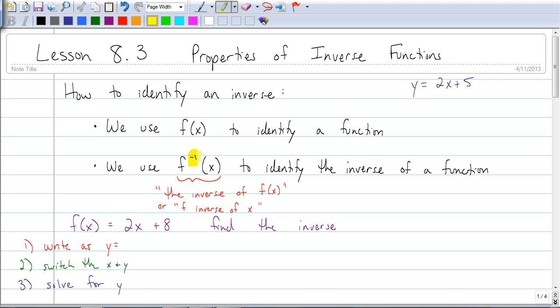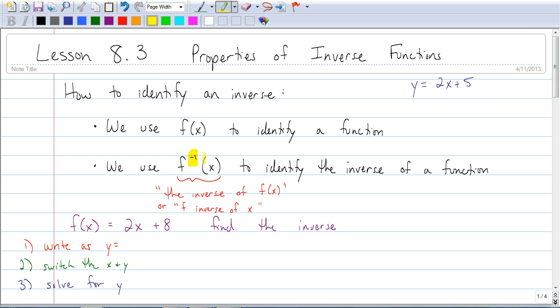If the name of our function is f or g or h, that's what our function's going to be named. So in this case, if we're dealing with f of x, the inverse of that would be f, and then we use that exponent of -1, of x. Now, we don't say f to the power of -1. The way that we read that is as the inverse of f of x, or f inverse of x. But we use that to identify the inverse of a function. So we use f of x to identify a function, and we use that negative exponent of 1 to identify the inverse of a function.